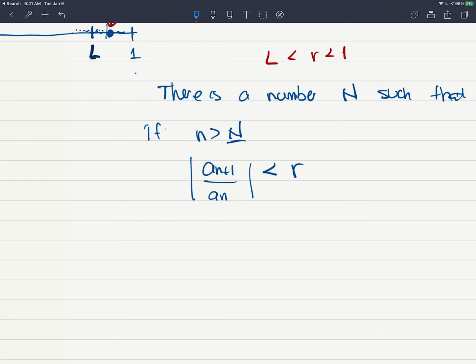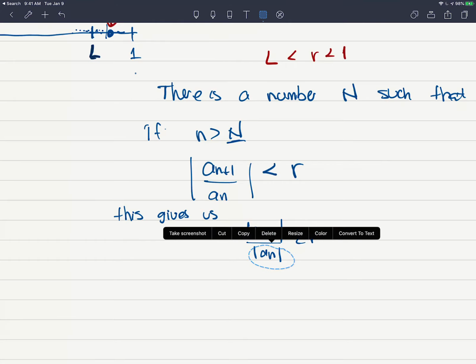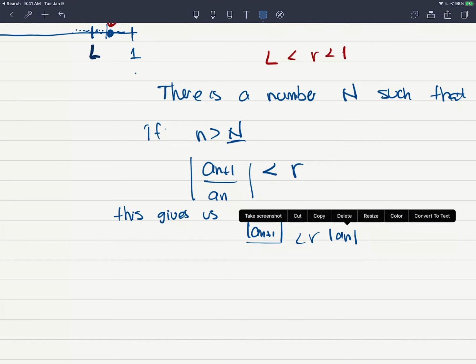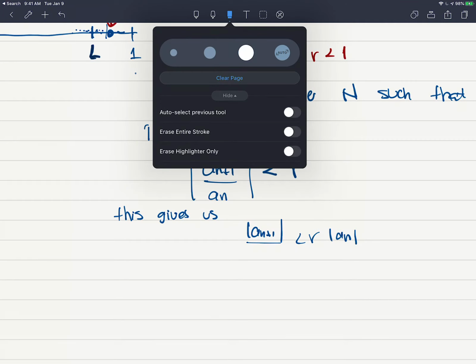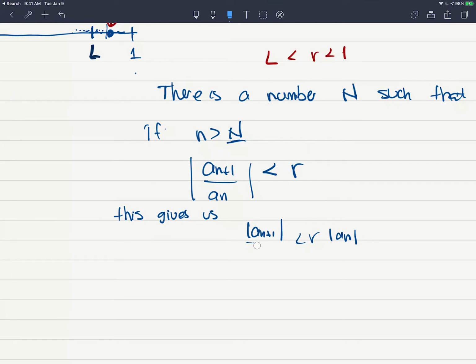So this means that really you break this up like the absolute value of a_{n+1} divided by the absolute value of a_n is less than r, which is the same as saying, grab this guy and put it over here, right? Okay. So, oops, I didn't want to erase that. I just want to erase this guy. Okay, so having that, keep going. Do one more step.